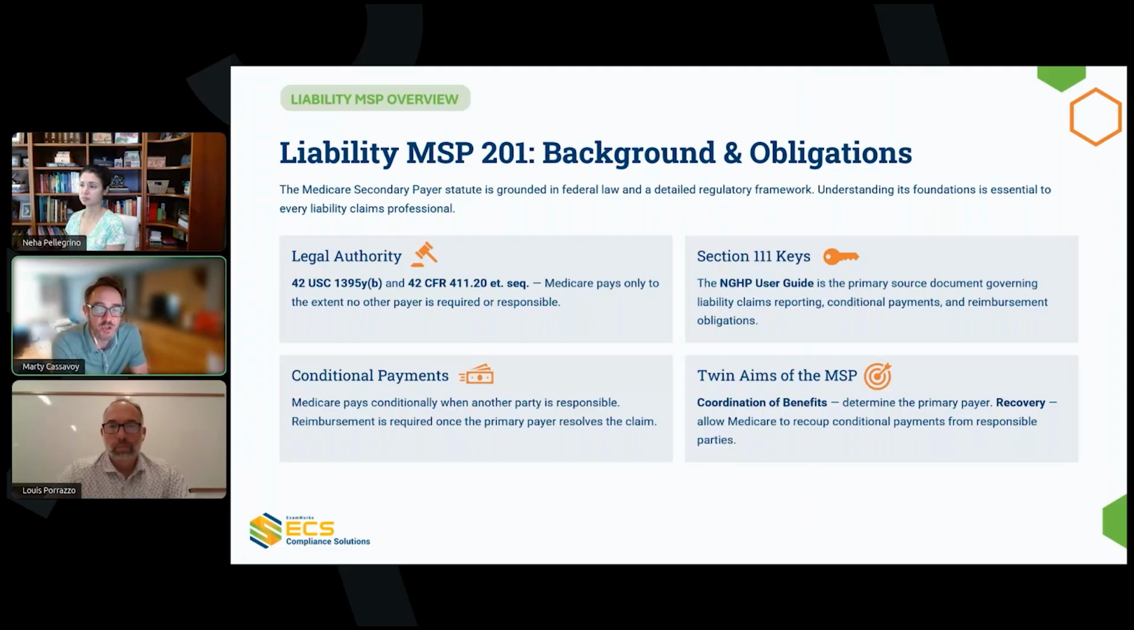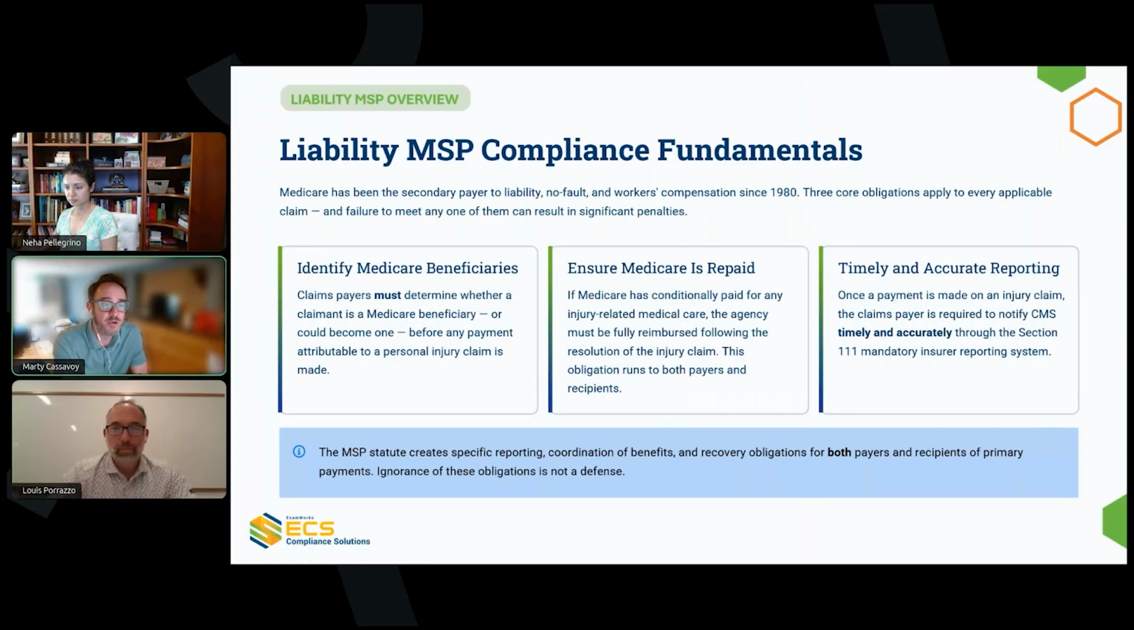The NGHP user guide is our primary source document that governs liability claims reporting. So if you just think about it from the perspective of, I need a resource, where do I go to try to figure out what I'm supposed to do? It's probably in one of those two things. It's either going to be in the statute, the regs, or it's going to be in the non-group health plan user guide. So we can go on to the next slide and we'll start to get into some of the fundamentals and what those fundamentals look like when it comes to a liability claim.